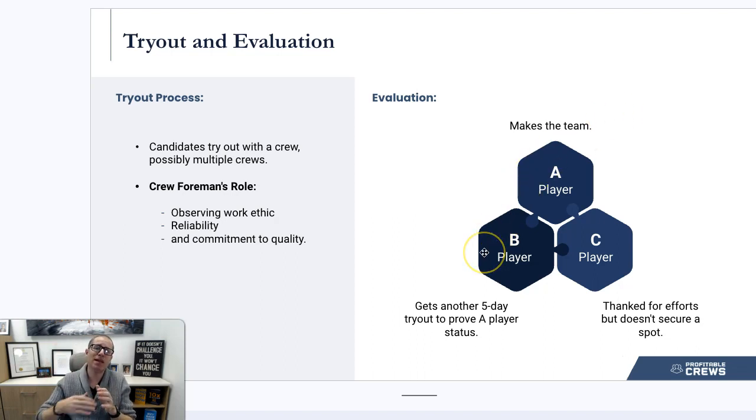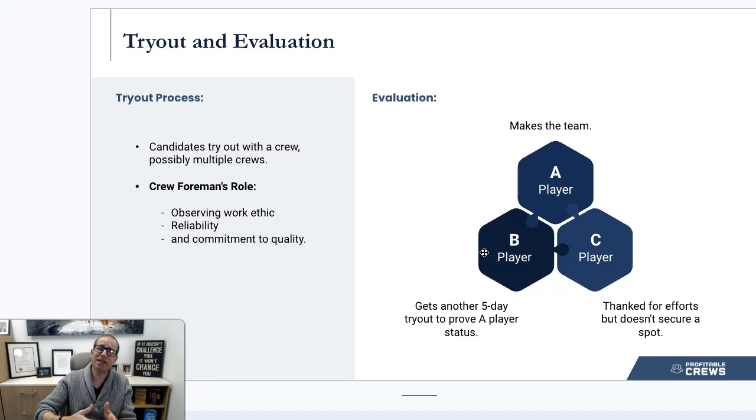If they're a B player, that means that that particular foreman thought they were above average, but not necessarily want them on the team. They may be invited to try out with another team. And so then if that was the case and there was another opening, then the other crew would take them and try them out for 5 days. If the foreman says, they're a C player, they're an average player, but not a fit for his or her team, then we thank them for their efforts. Of course, they would be paid for this tryout and off they would go.